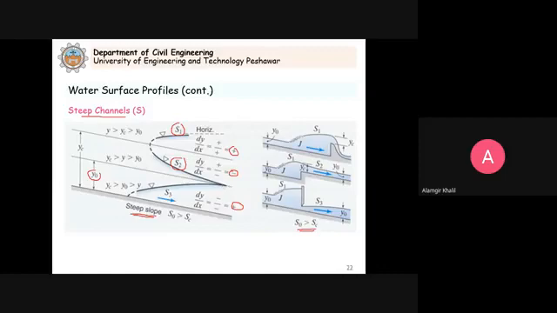Because if this line exactly meets here, then it will be a uniform flow. You have Y naught, then it will be a uniform flow. So that's why for this to remain gradually varied flow, it should meet asymptotically.